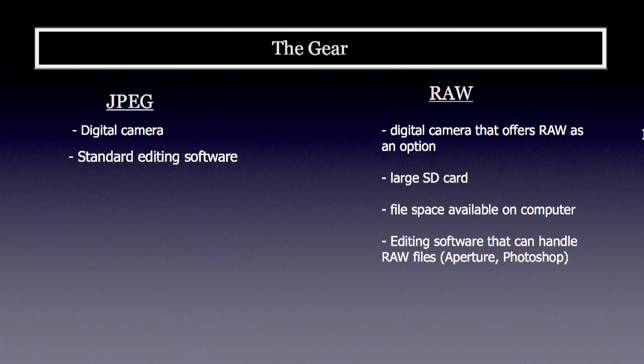So you have to check that out first, and then you'll need to probably get a little bit bigger SD card because those image files are so large, it will take up a lot of space on your SD card. You'll want to make sure that you have some file space available on your computer. Be really good about deleting things you don't want and organizing. And then you need to look for the editing software that can handle those RAW files. Things like Apple's Aperture or Adobe's Photoshop. See what's available these days.